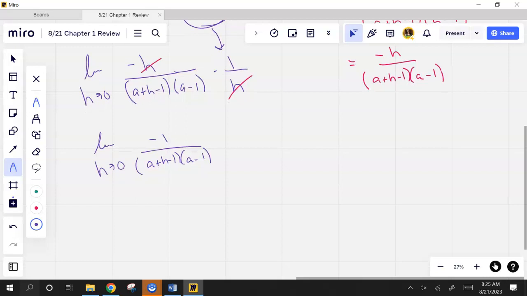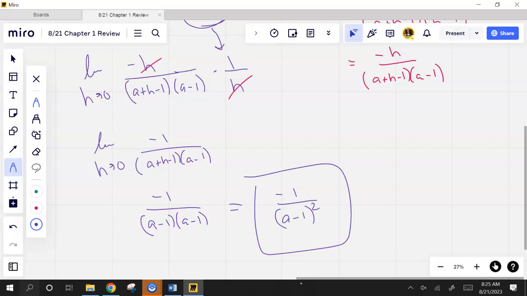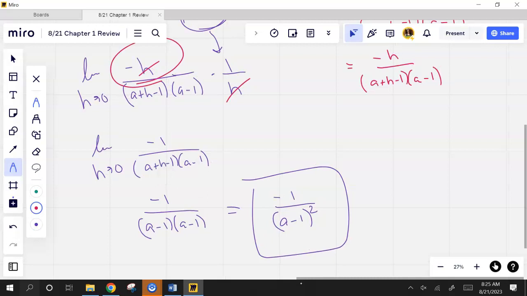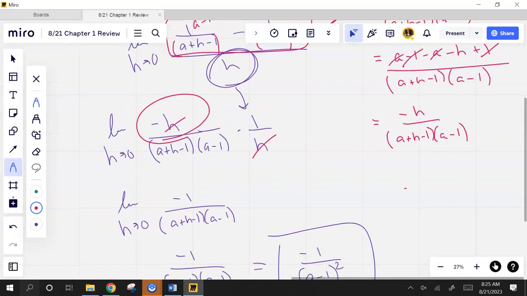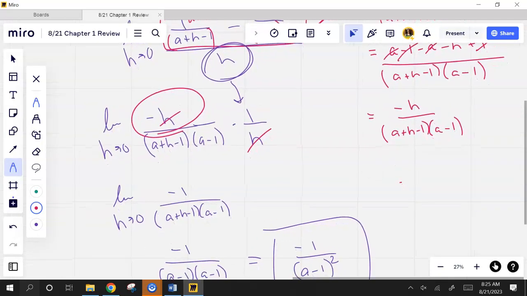So what do you need to do now? Put in 0 for h. And the whole goal is getting it to where I can plug the 0 in for h. Right? You leave it just like a minus 1 times a minus 1. That's what I had too. I had negative h, but whenever I divided by that h that was in the bottom of the whole entire fraction, I multiplied by 1 over h, and it canceled top and bottom.